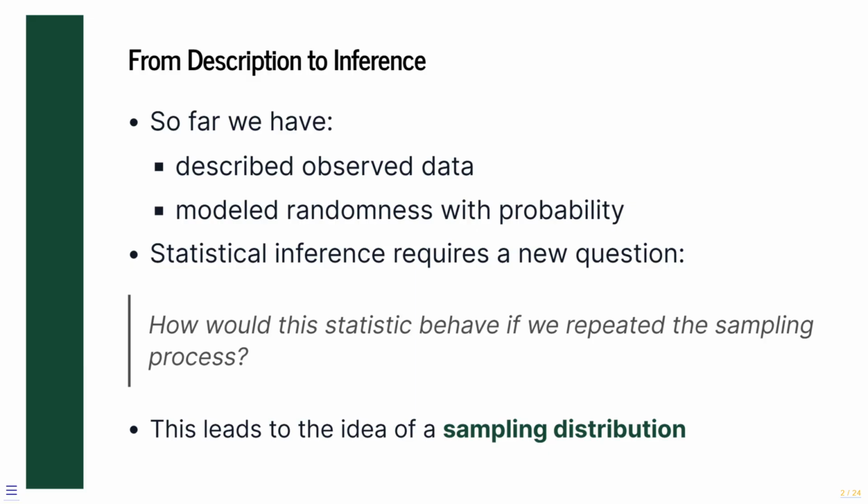Instead of only asking what this particular sample looks like, we must ask a much more powerful question. How would our statistic behave if we repeated the sampling process over and over again? That question is the gateway to the idea of a sampling distribution, which is one of the most important concepts in all of statistics.